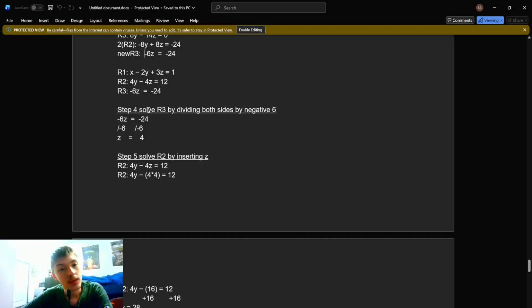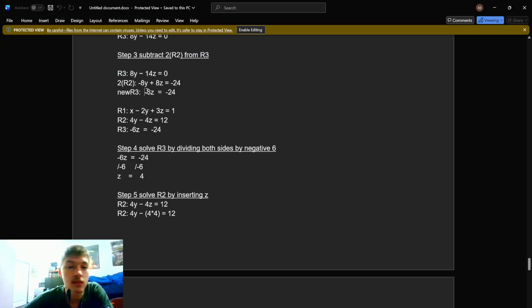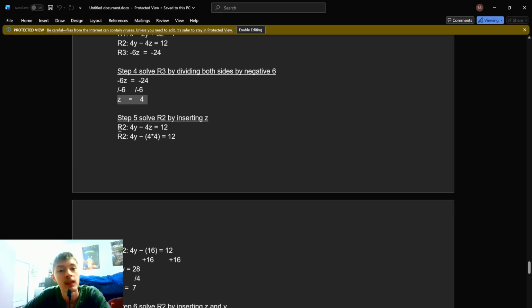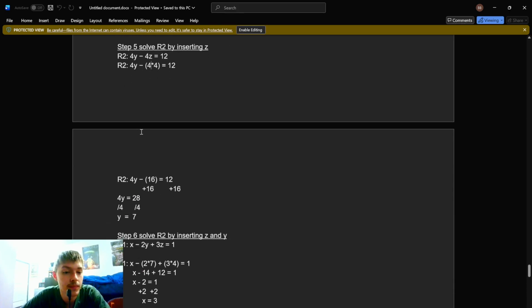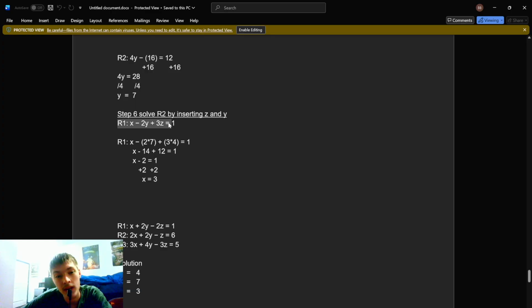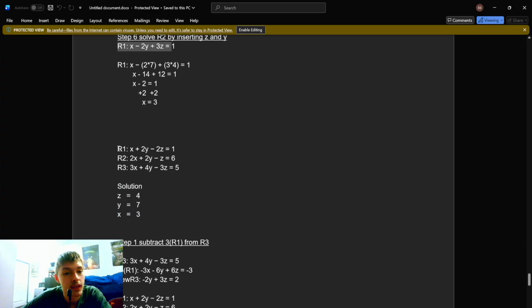Fourth step, since we have that variable all alone, we have to solve it. So we just divide both sides by -6, we get z equals 4. We solve R2 by inserting z, get y equals 7, then we insert z and y back into R1, we solve that and get x. And that's how you get the solution to this.